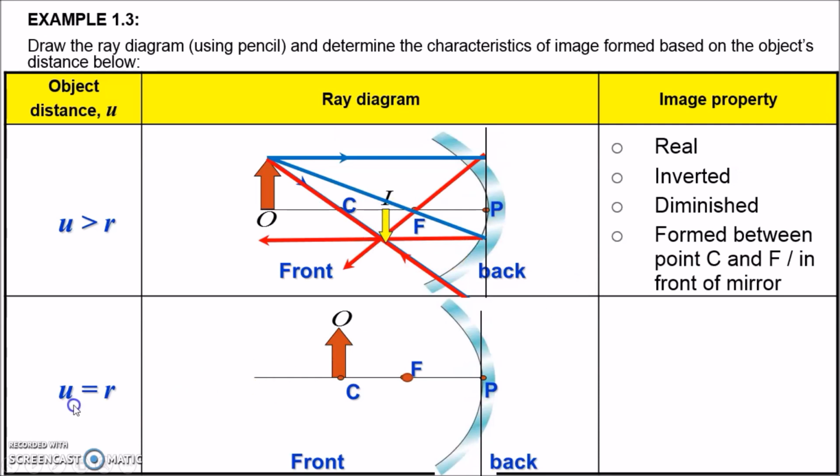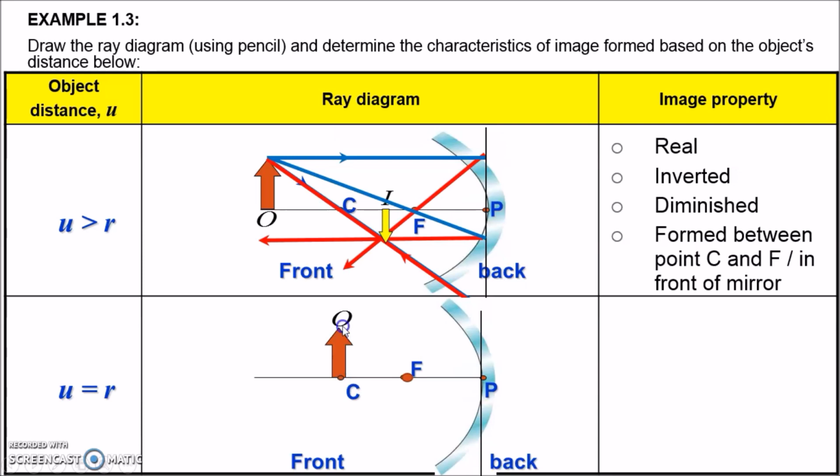Second case, when the object distance is equal to the radius of curvature, this shows that the object will be situated on or at point C, because this is the object distance u from point C to point P. At the same time, r is also the distance between point C and point P. So object will be on point C.